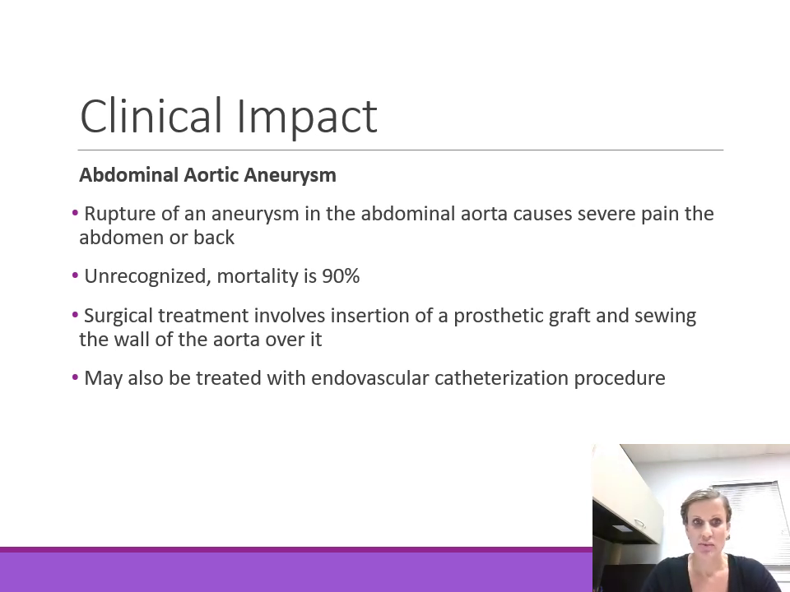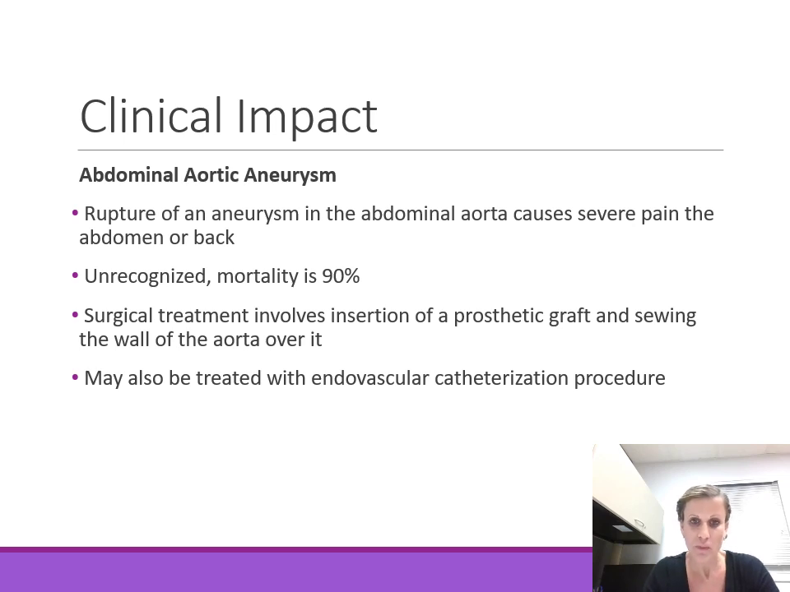When there's an aneurysm in the abdominal aorta, this is especially problematic because the aorta is so big, and the blood that's in the aorta is really pressurized. It's relatively close to the heart, so there's a lot of pressure pushing out. So a ruptured aneurysm in the abdominal aorta is extremely dangerous because there's so much blood loss that happens really quickly.